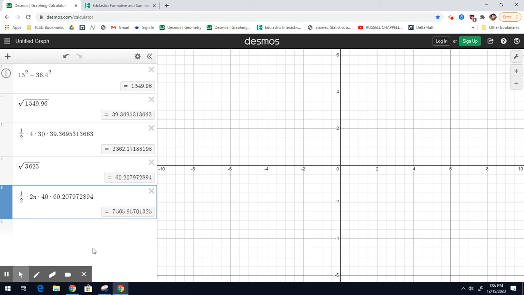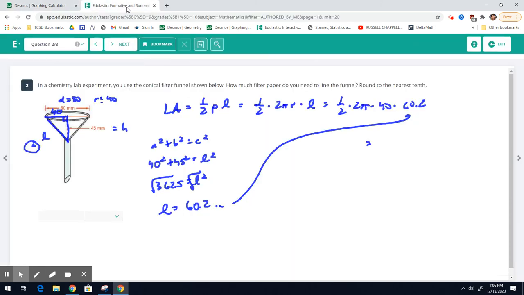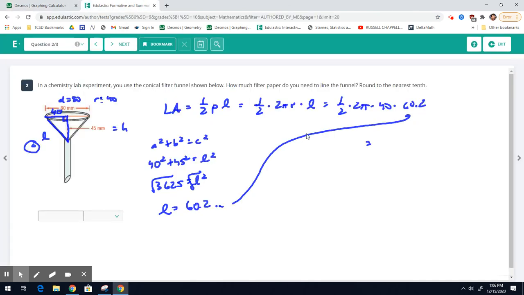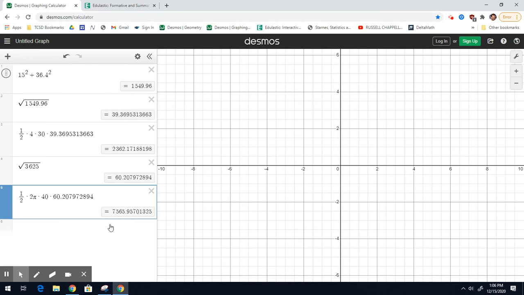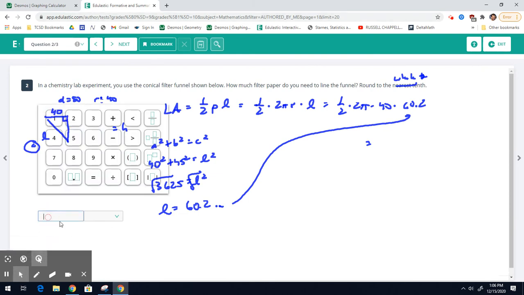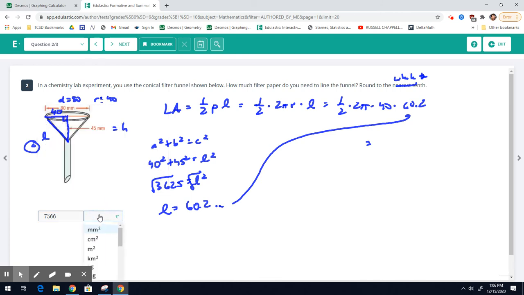It says round to the nearest tenth. We're not going to do that. We're going to round to the nearest whole number. So sorry about that. So we're going to look at this 9. This 9 is going to round the 5 up to a 6. So we got 7,566. And that's going to be millimeters squared right there.